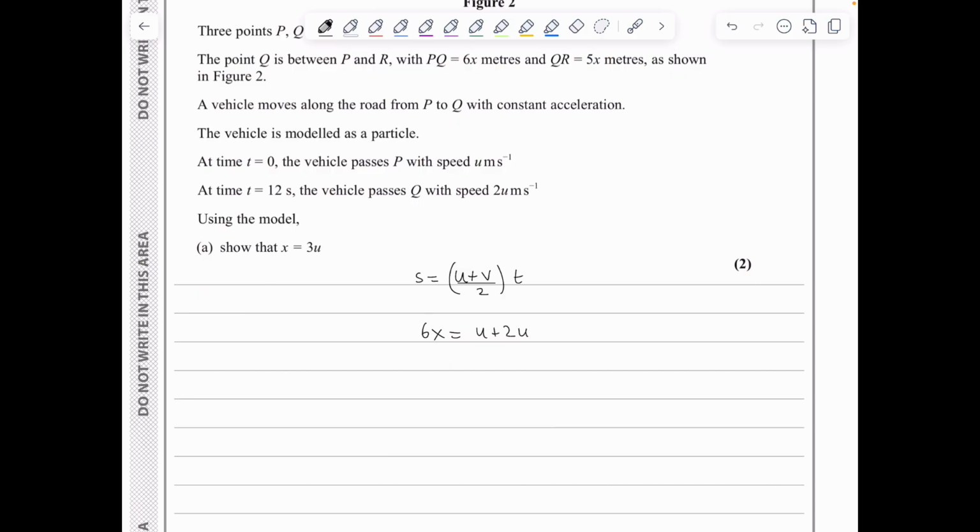So in our case, we have covered a distance of 6x, which is equal to the initial speed of u plus the final speed of 2u over 2 times the time of 12. Now, obviously, the 2 with the 12 simplify to give me a 6, and we are looking at 6x is equal to 3u times 6. So 6x is equal to 18u, and therefore x is equal to 3u as required.